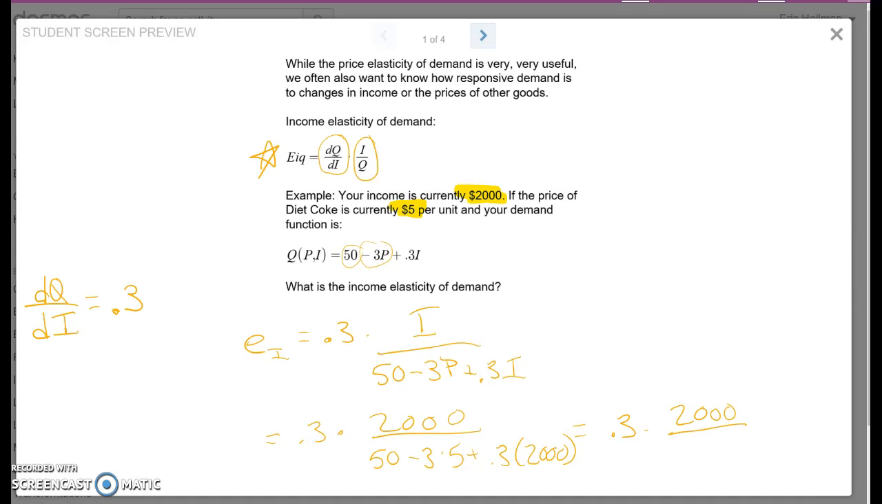Oh, whoops. I was like, oh, I got a negative number. That's not good. The denominator is 635. And when you divide that, you get 3.1496.